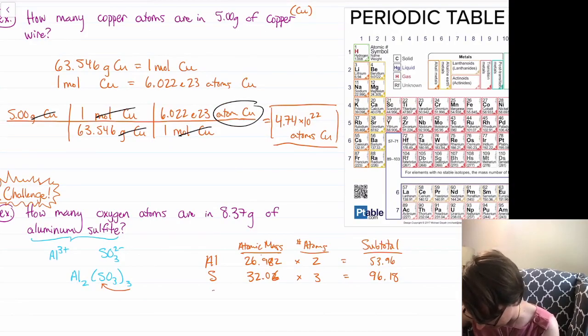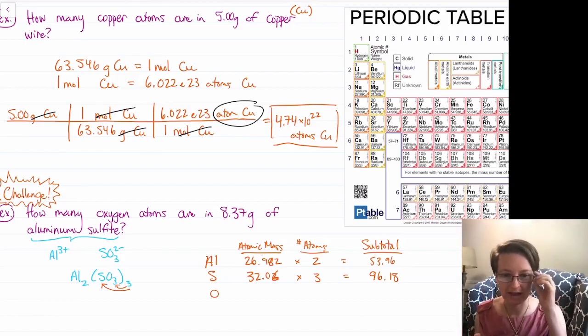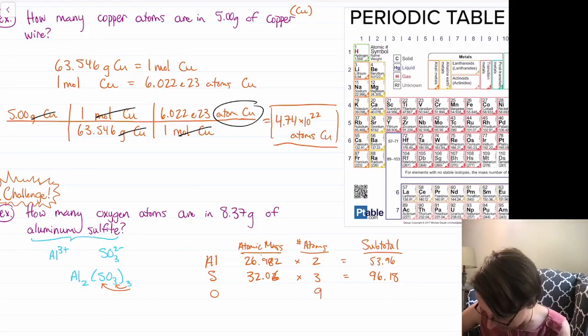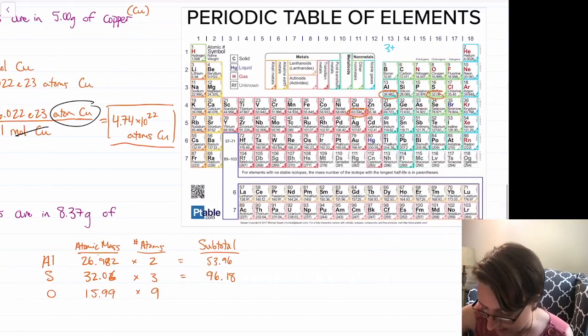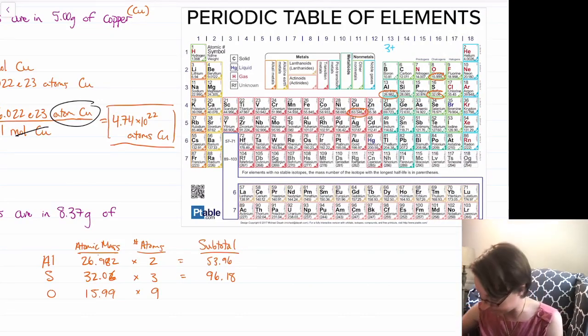Last but not least, for oxygen, again, this 3 applies distributively, and just like you would do in your math class, we're going to multiply the 2 numbers together. So we have 3 times 3 equals 9 atoms total of oxygen. And like we saw earlier in the lecture video, each oxygen has a molecular or an atomic mass of 15.999.